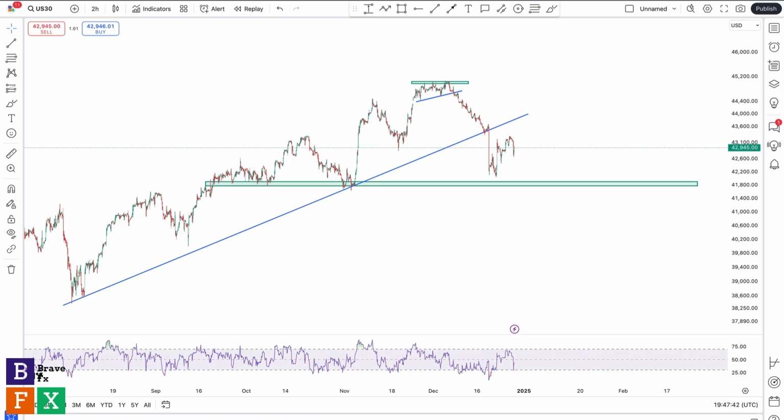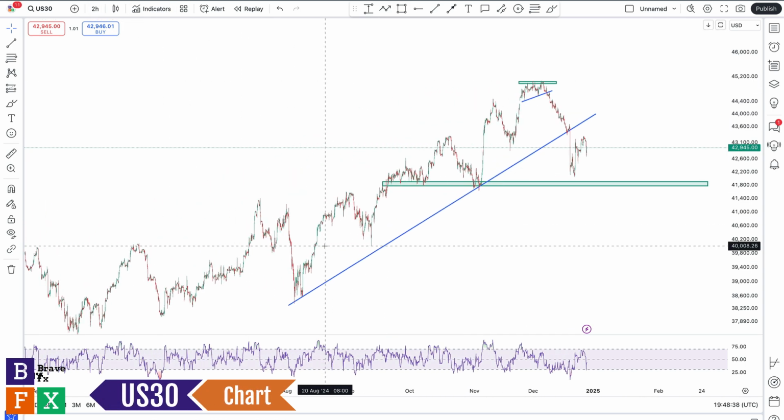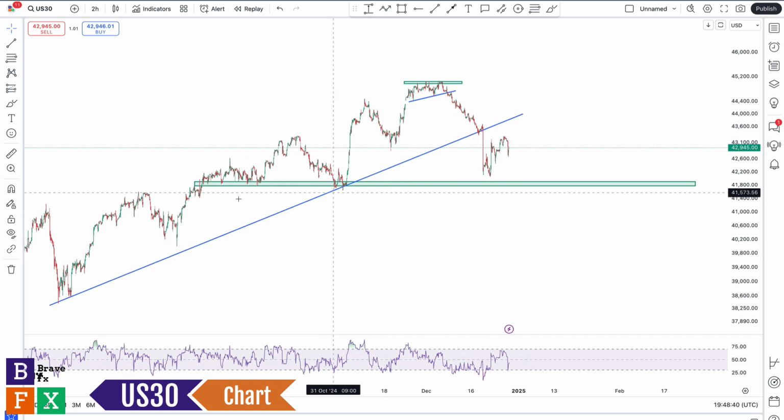Lastly, we'll be talking about US30. So this is the US30 chart on the 2 hours time frame. The reason why we are taking a look at the 2 hours time frame is because I want us to focus on what's happening right now to see if we can get good trade opportunities for the week ahead.